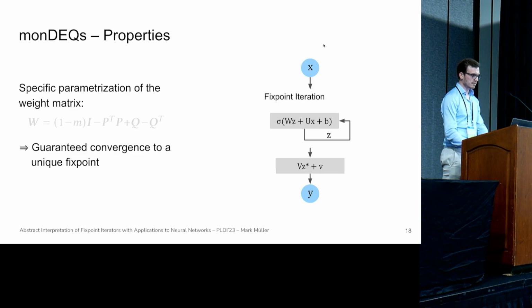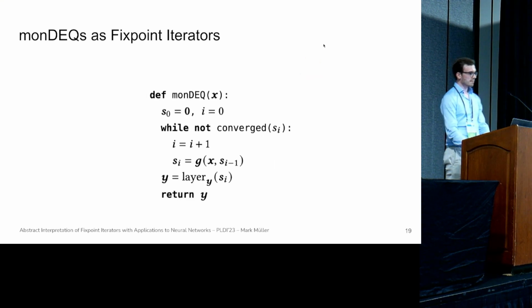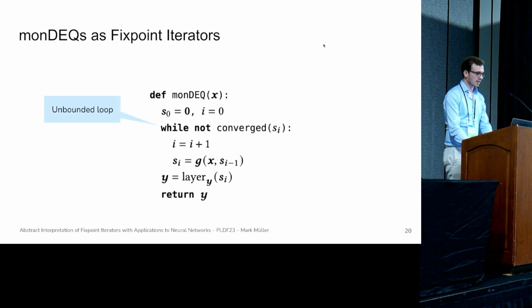Now, MONDECs specifically, or monotone operator deep equilibrium models, use a specific parameterization that guarantees the convergence and uniqueness of the fixed point. If we view some pseudocode of a MONDEC and see what specific properties it has for abstract interpretation, we observe a couple of things.